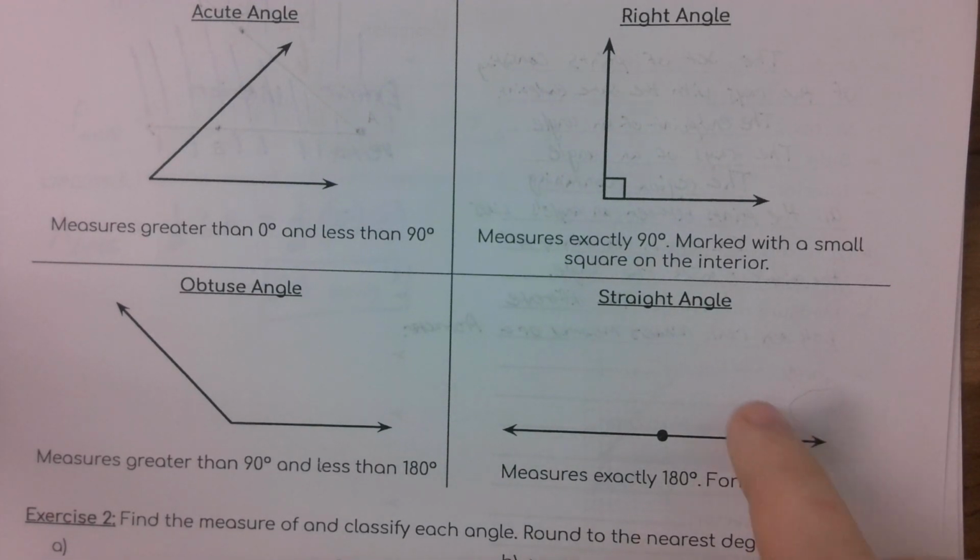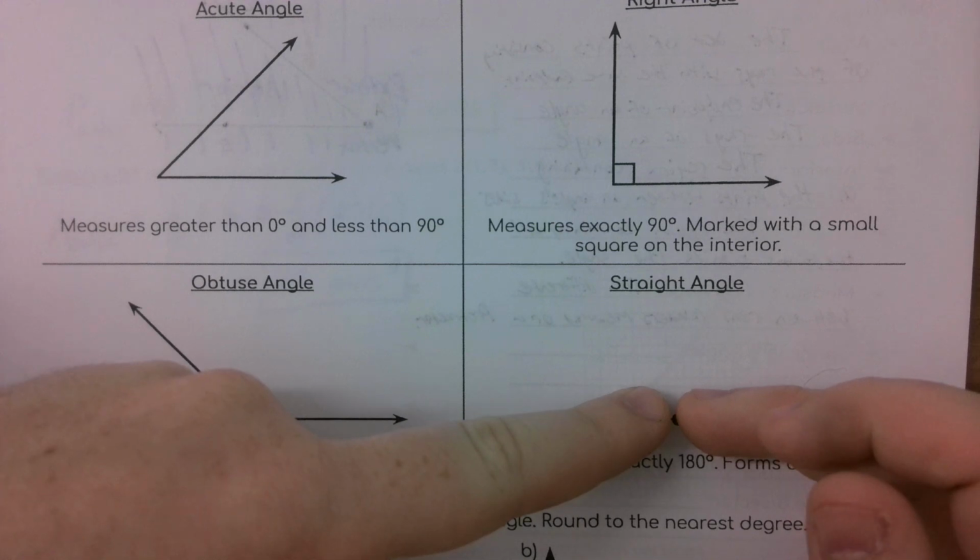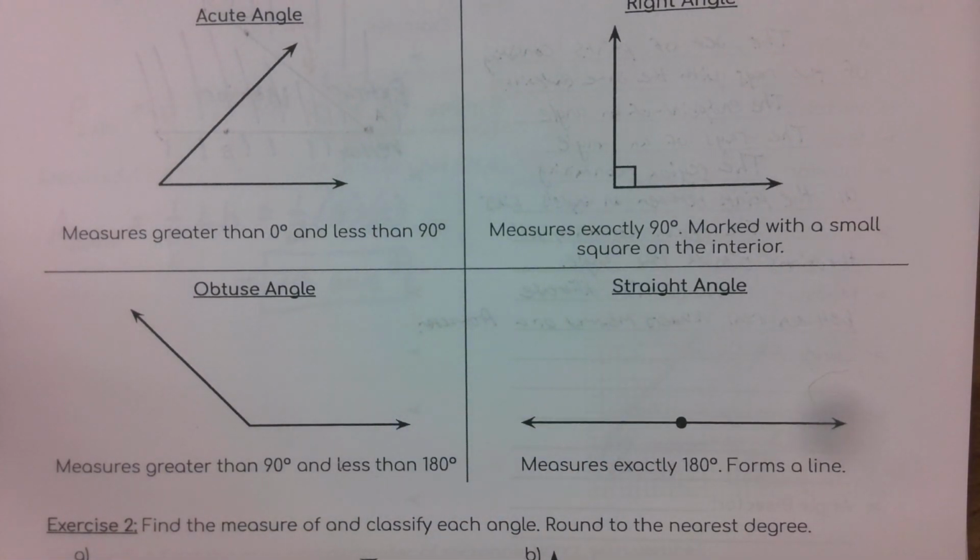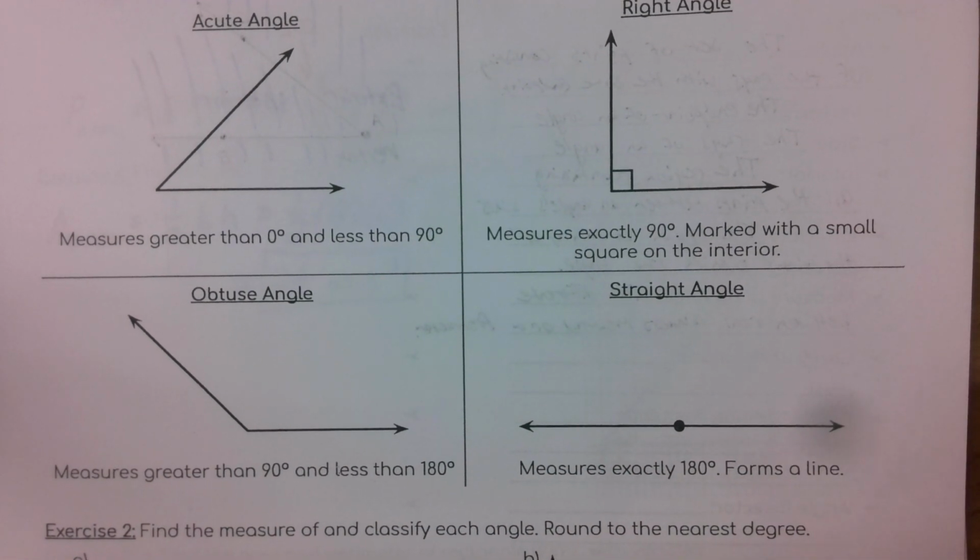Finally, we have a straight angle. Straight angles measure exactly 180 degrees. And what you'll notice is it looks just like a straight line. There is one more type of angle that we're not going to talk about today called a reflex angle. That's what happens when you bend a straight angle and have it keep going past 180. We're not talking about those today because they just look like obtuse angles for the most part.